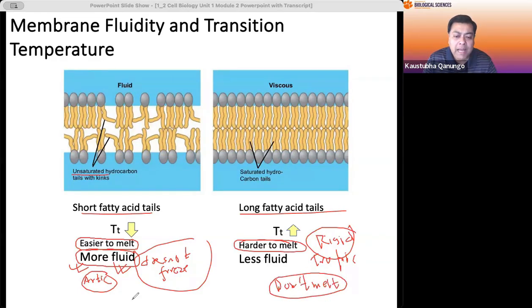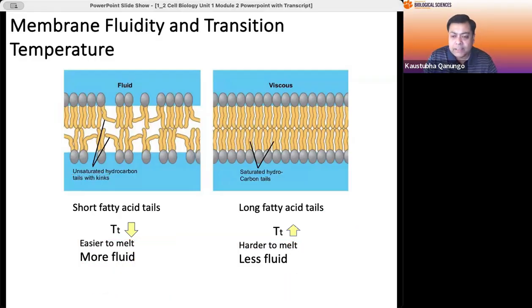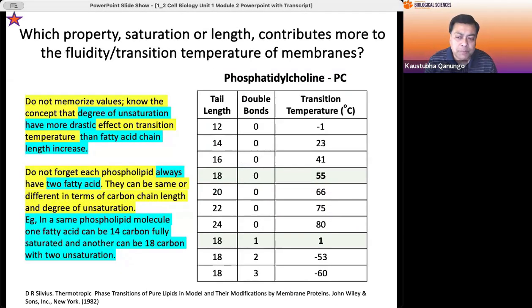So the outcome of that is short fatty acid tails, which are more fluid, help the people in the Arctic so that their cells don't freeze. Whereas in the tropical area, the rigidity of the membrane is needed so that they don't easily melt in the environmental temperature.